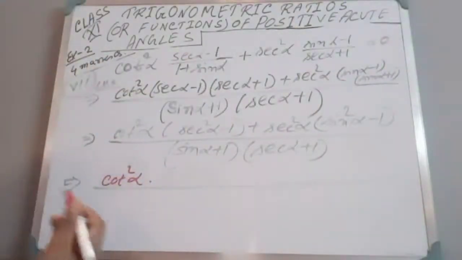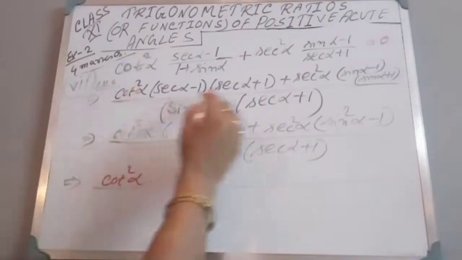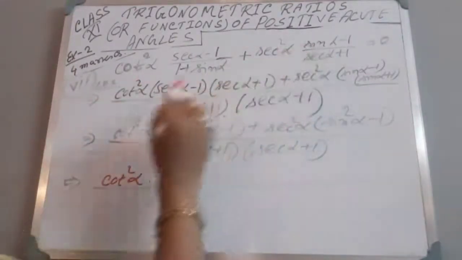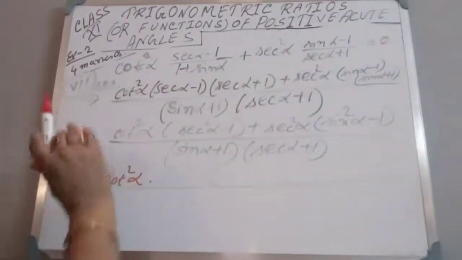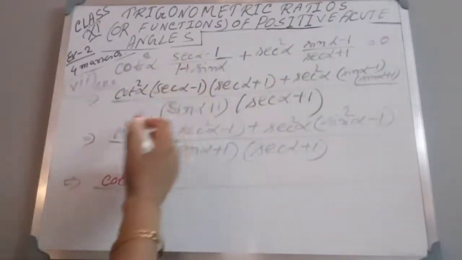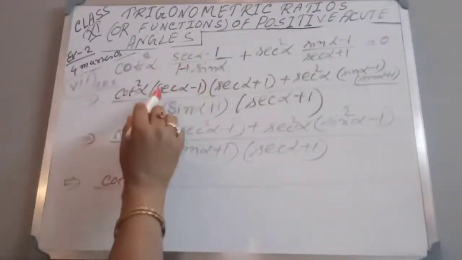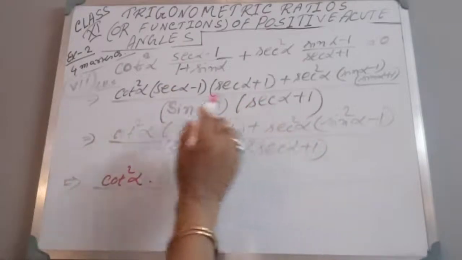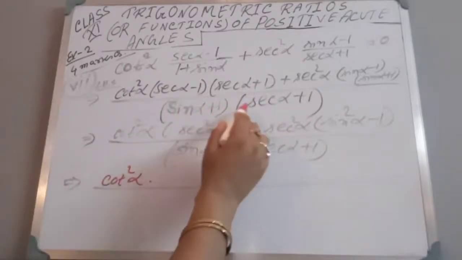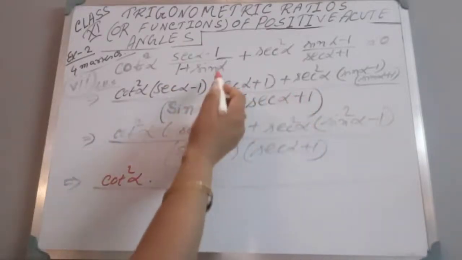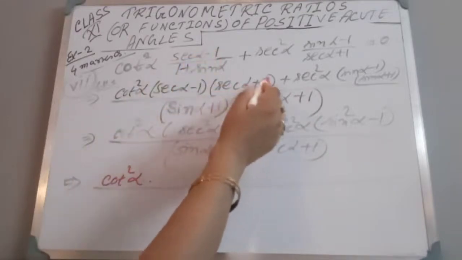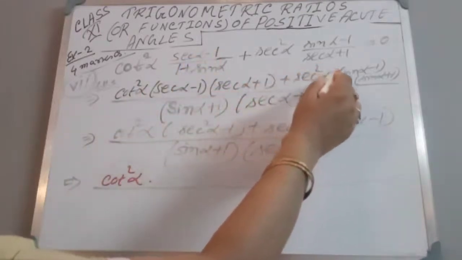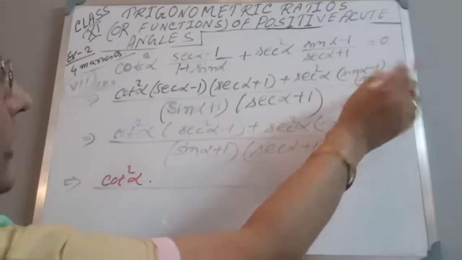Okay. Now again same as before, let's start from the left hand side. I'm not going to write the left hand side again. When you write, you should write the left hand side part at first, then you start the solution. Now cot square alpha, just do the LCM. What is the LCM? Sin alpha plus 1 into sec alpha plus 1. So it will be sec alpha minus 1 into sec alpha plus 1, and here sec square alpha, sin alpha minus 1 into sin alpha plus 1.